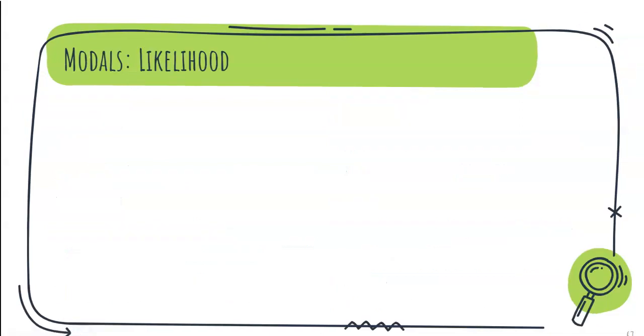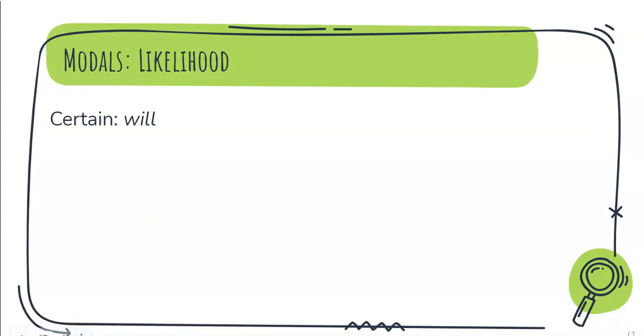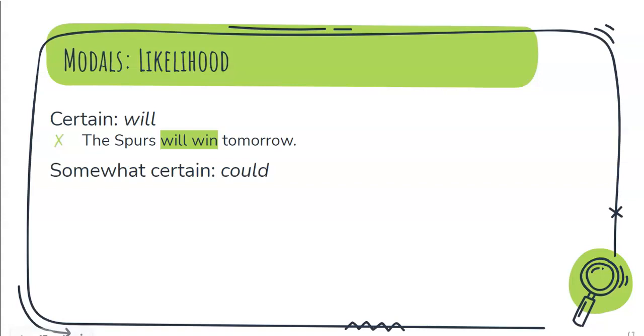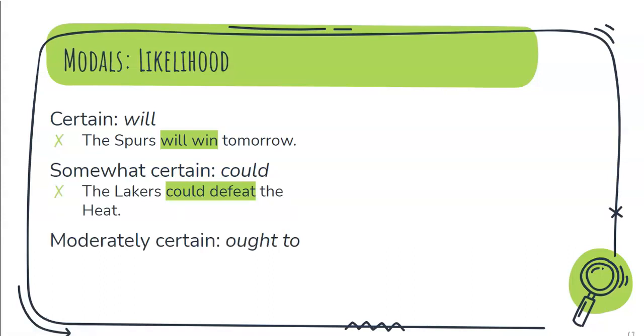To express likelihood, we use the modals will, could, ought to, may, and might. If an outcome is very certain, use will. The Spurs will win tomorrow. If the outcome is somewhat certain, could is your modal of choice. The Lakers could defeat the Heat. When the situation is only moderately certain, use ought to. It ought to be a close series.